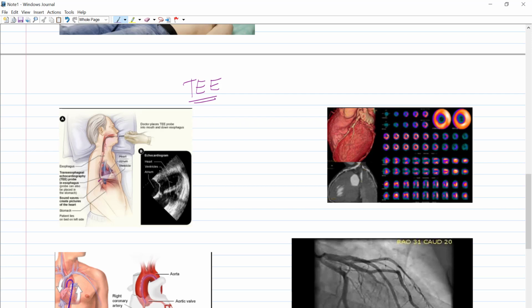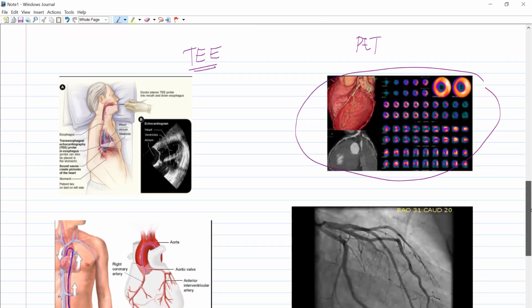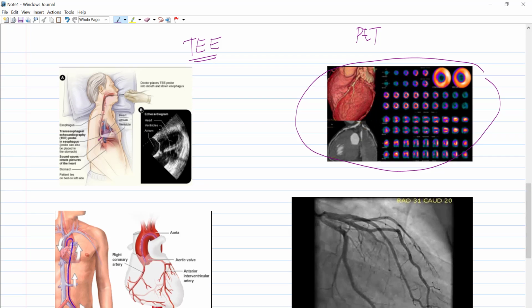Now, another type of diagnostic test right here would be PET scan. So this is PET scan, positron emission tomography. With PET scan, it's used to identify and quantify ischemia and infarction in the heart. So as you can see, there are different images here that the healthcare provider needs to interpret of what's going on in the heart. So that's another type of diagnostic test.